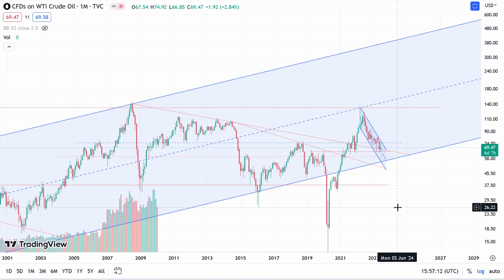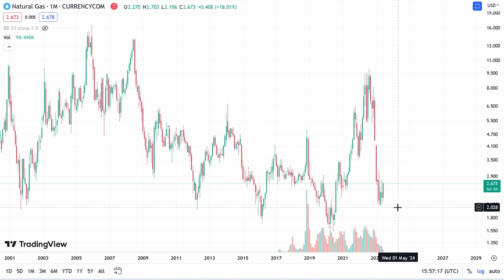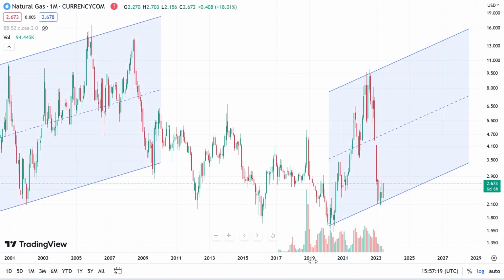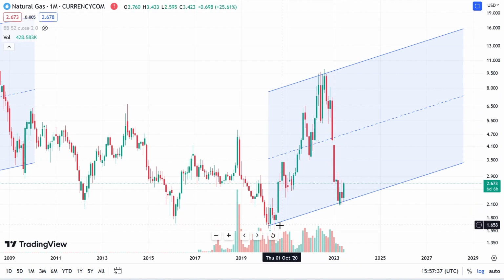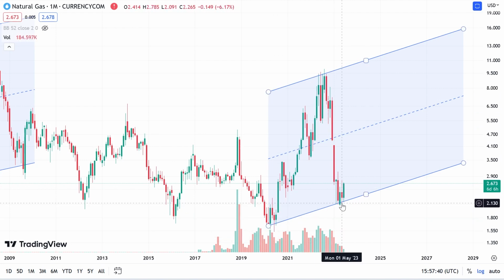So that's oil. If we take a look at natural gas, you can see natural gas following the Ukraine invasion by Russia had a huge spike in the middle of last year, and then we've pulled back very rapidly and drastically to form a new low, probably where we were around $2, just above $2, and now we're seeing strong green candlesticks coming in, so buying pressure is entering the market.